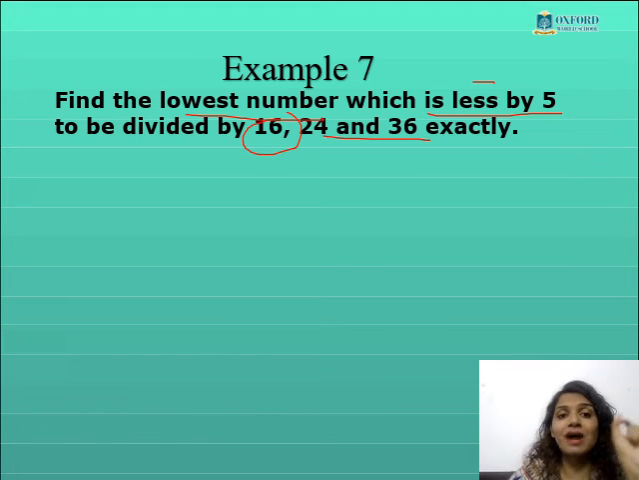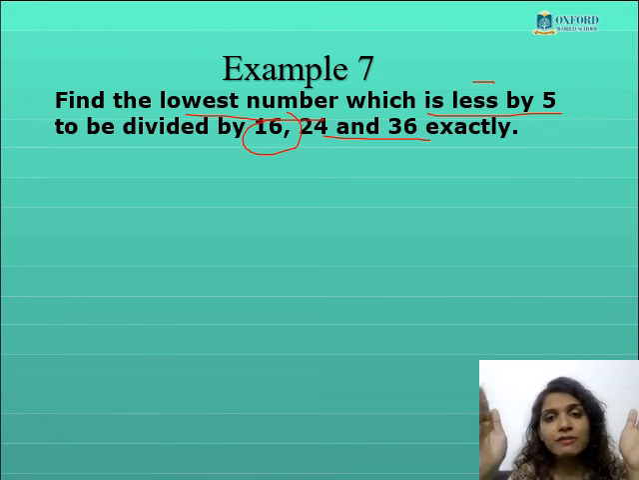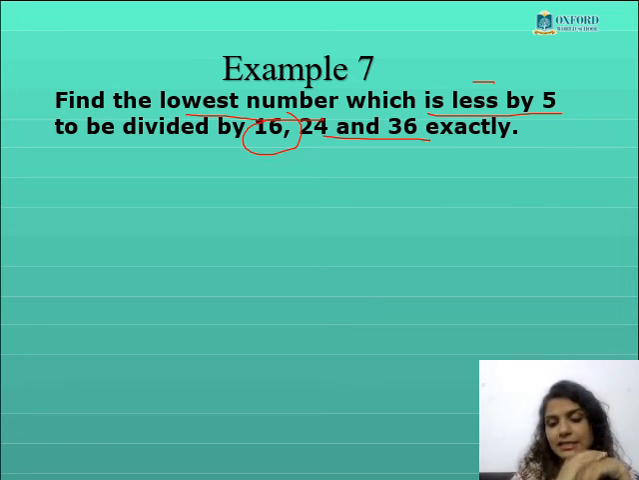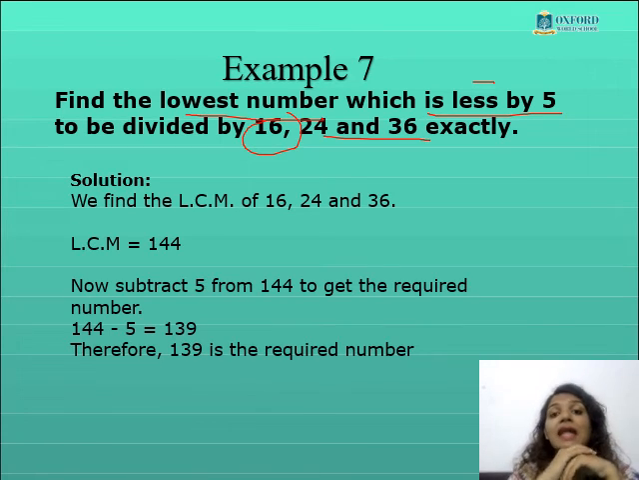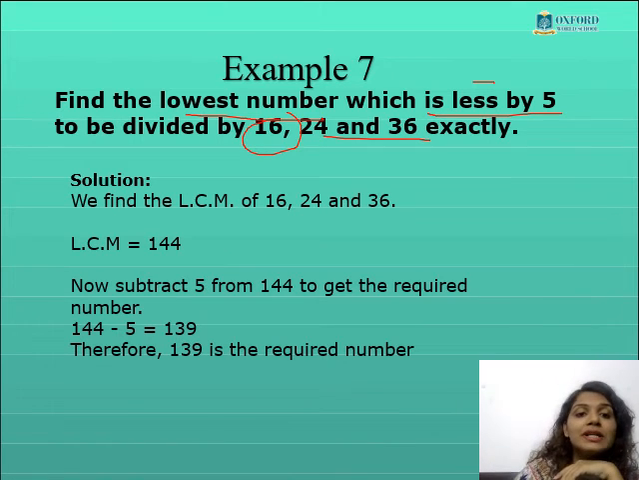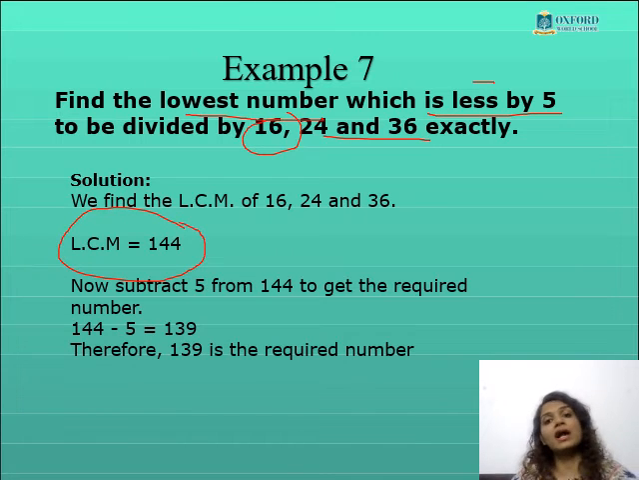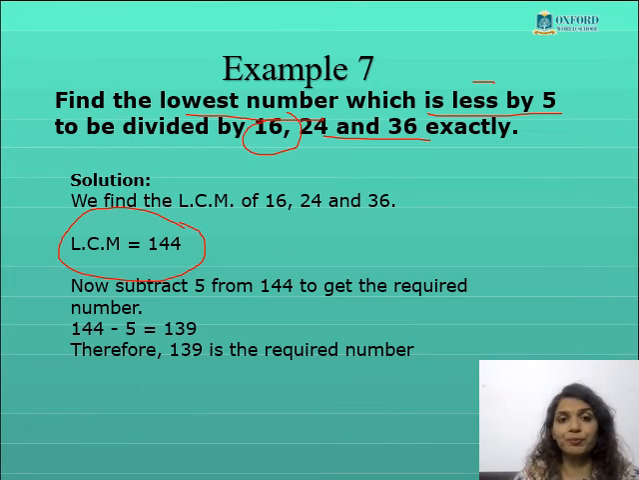So the steps to find the answer are, first, we need to write the multiples of 16, the multiples of 24 and multiples of 36. And then find the one which is common in all the three multiple lists. So if you solve it on your own, you will get to know that the LCM is 144. So 144 is the LCM.